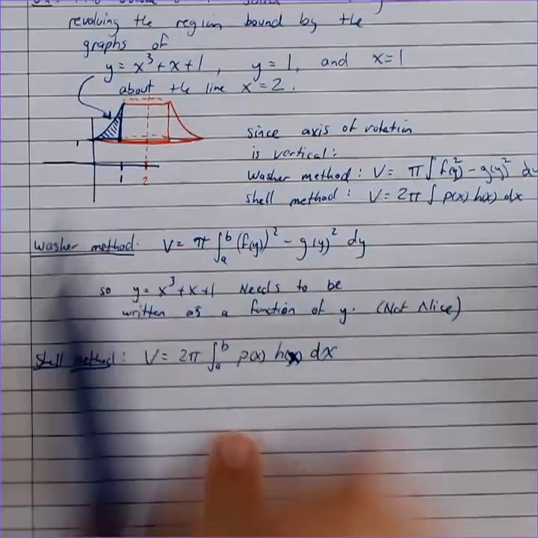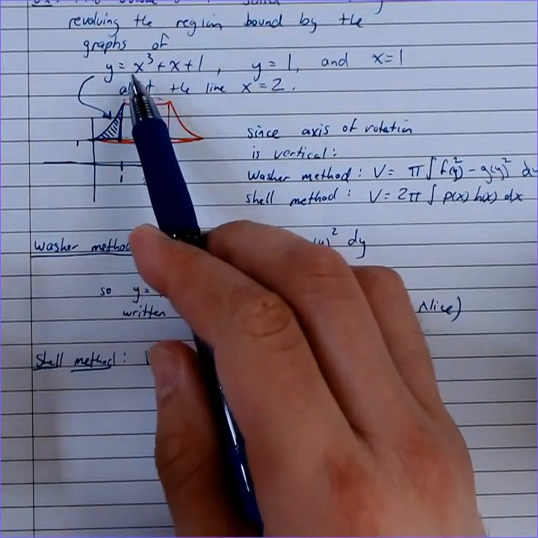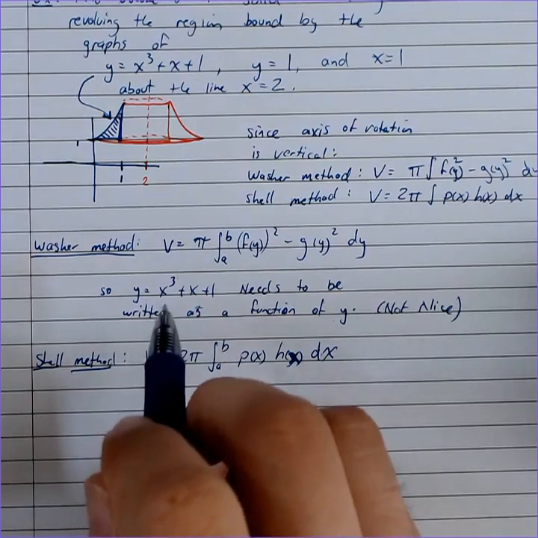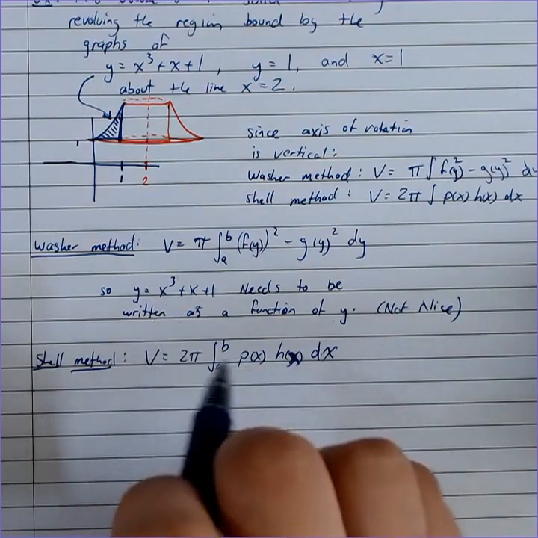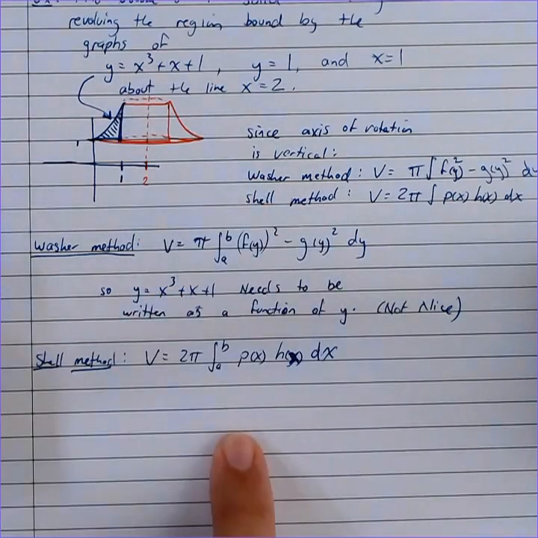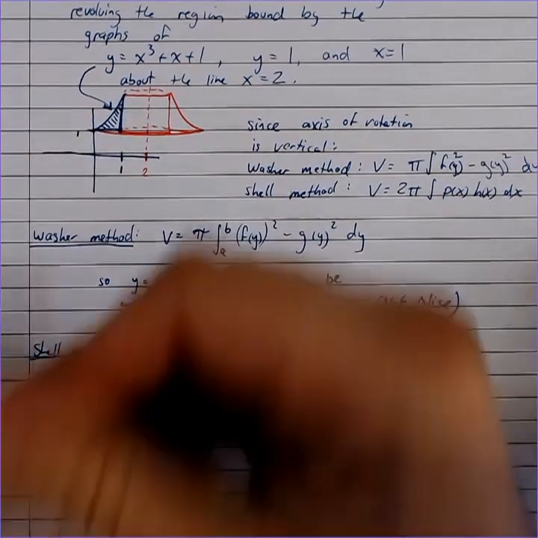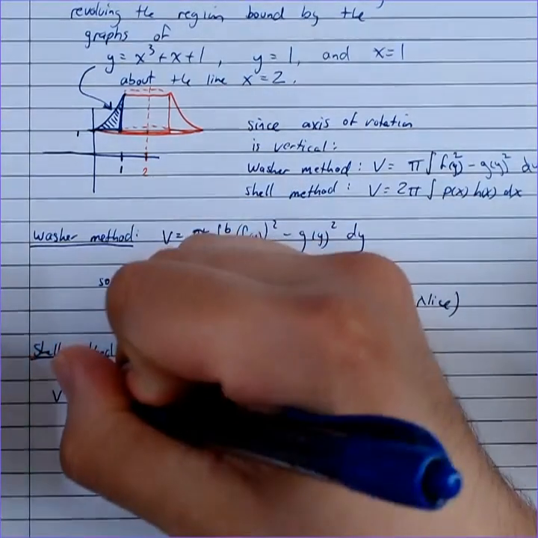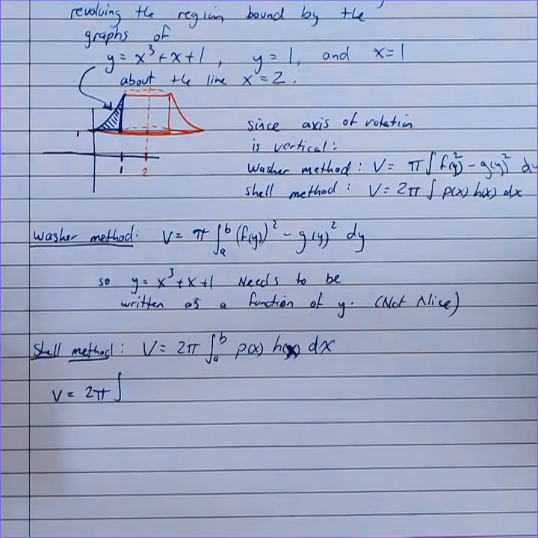Here this function was difficult to write in terms of y. So how do I get it in terms of x? Well, it's already in terms of x. So things are nice here. So let's go ahead and set that up. Volume is equal to 2 pi integral from.